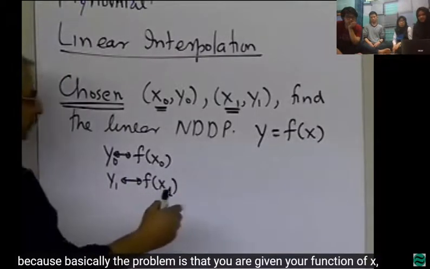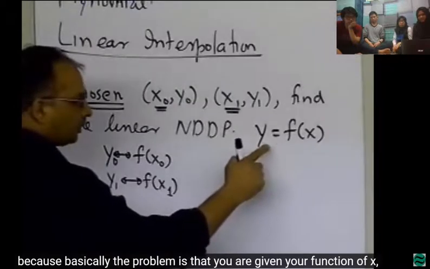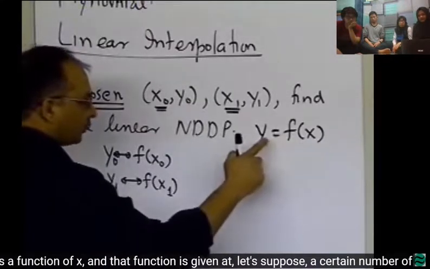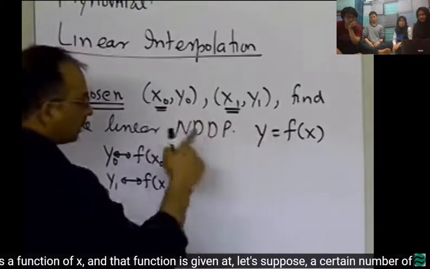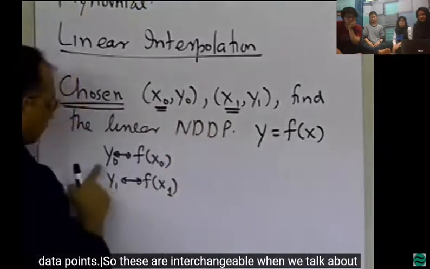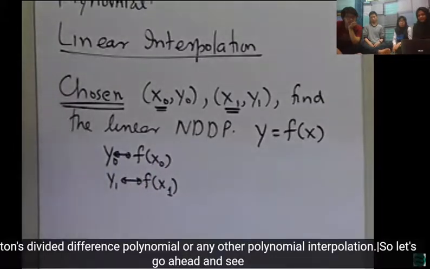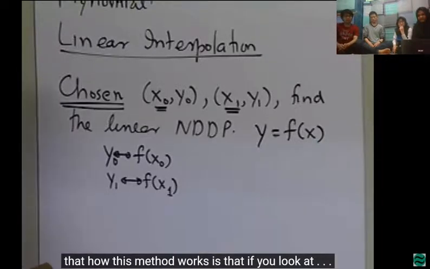Because basically the problem is that your y is a function of x, and that function is given at, let's suppose, a certain number of data points. So these are interchangeable when we talk about Newton's divided difference polynomial or any other polynomial interpolation. So let's see how this method works.